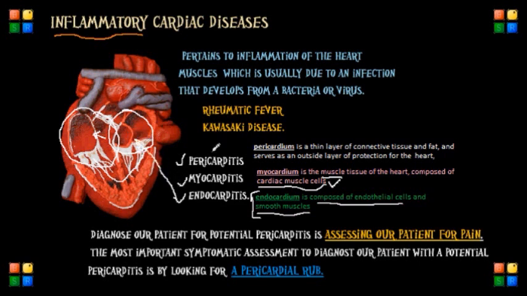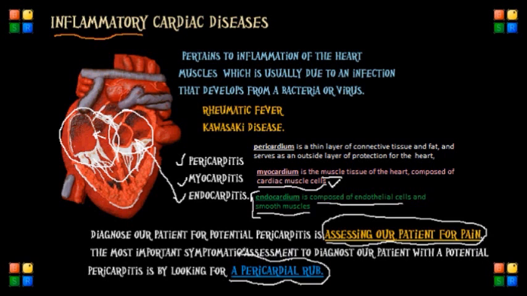Now, I want to quickly go over important things to remember for your NCLEX exam. One of the ways to diagnose our patient for potential pericarditis is assessing our patient for pain, right? But the problem with that is pain can usually also be associated with other conditions, right? So, one of the more important symptomatic assessments to diagnose our patient with potential pericarditis is by looking for what we call the pericardial rub. Now, a pericardial rub, or sometimes a pericardial friction rub, can be detected by obviously using a stethoscope, and basically it's a sign of inflammation, right?